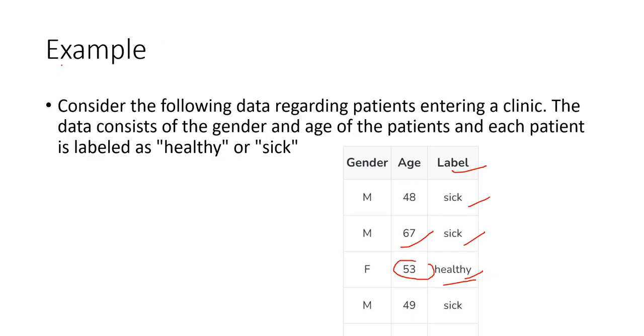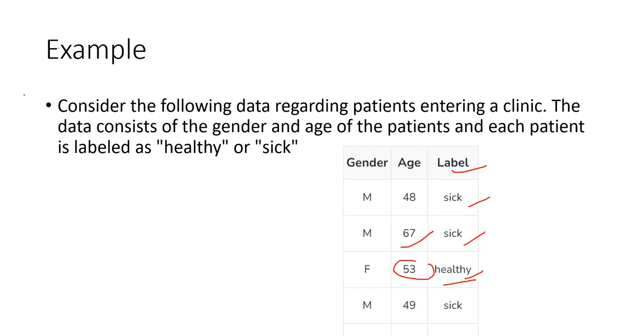Now, real world relevance. This example may look small, but it represents real world medical decision systems such as disease risk prediction, hospital triage systems, and health monitoring applications. In real applications, instead of just two features, we may have blood pressure, cholesterol, sugar level, lifestyle factors, but the core idea remains the same.